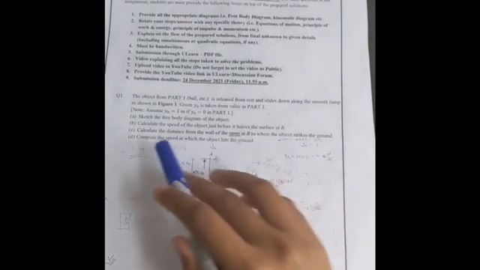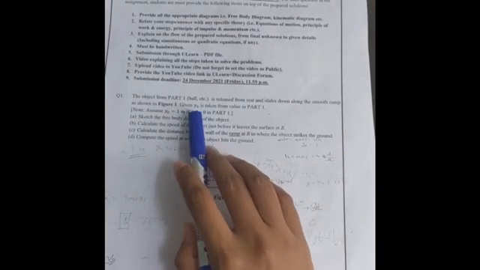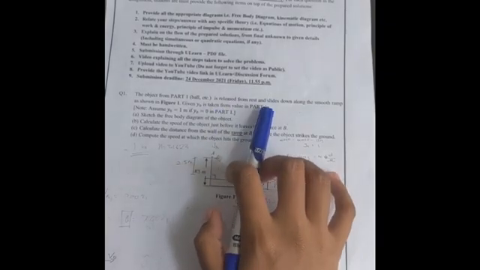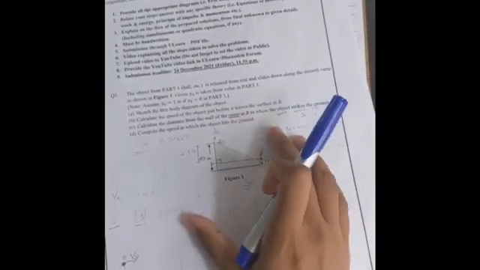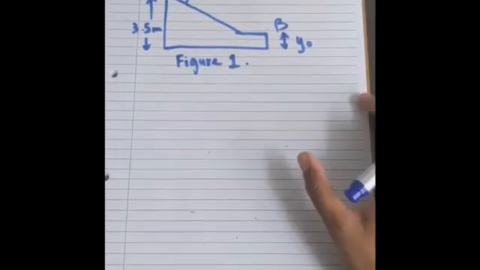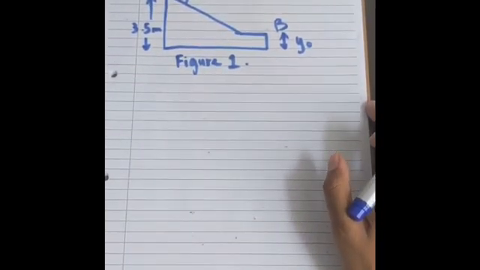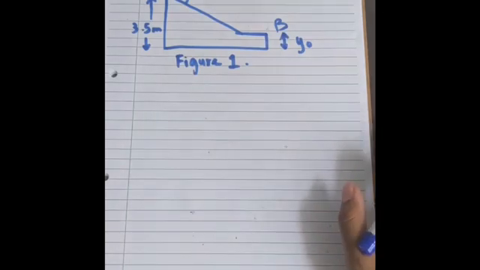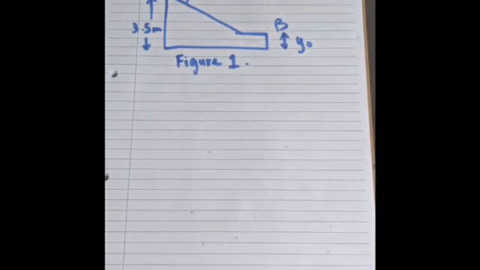So this is our first question. The first question is: the object from part 1 is released from rest and slides down along the smooth frame as shown in figure 1. Given y naught is taken from the value in part A. So we transfer this figure to a new page.